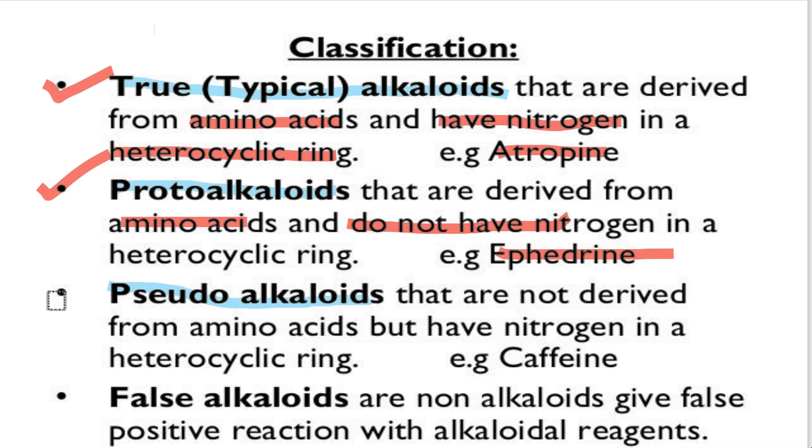Now what are pseudoalkaloids? Pseudoalkaloids have nitrogen but are not derived from amino acids. Pseudo means fake, or something that is false. So they might have a false amino acid origin but they have nitrogen. An example is caffeine, which is present in tea and coffee.